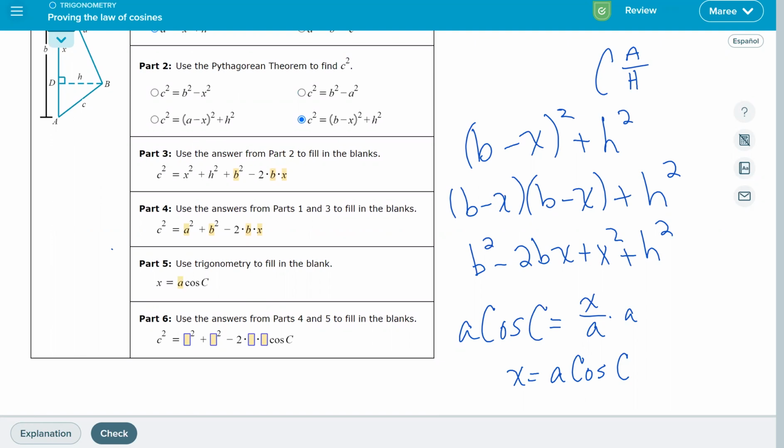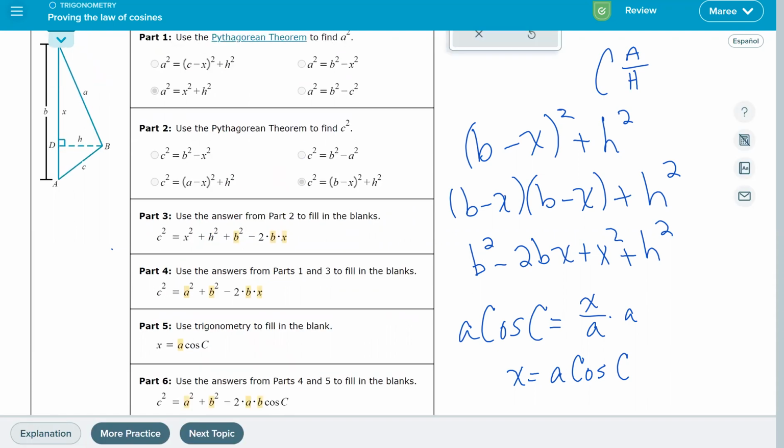Now we're going to rewrite our c squared. We have a squared plus b squared minus 2. Instead of x, we're going to put an a, and then they already have our cosine c. I like putting things in alphabetical order, and the formula is usually in alphabetical order, so we're going to put our a before the b. Okay, so that is proving it.